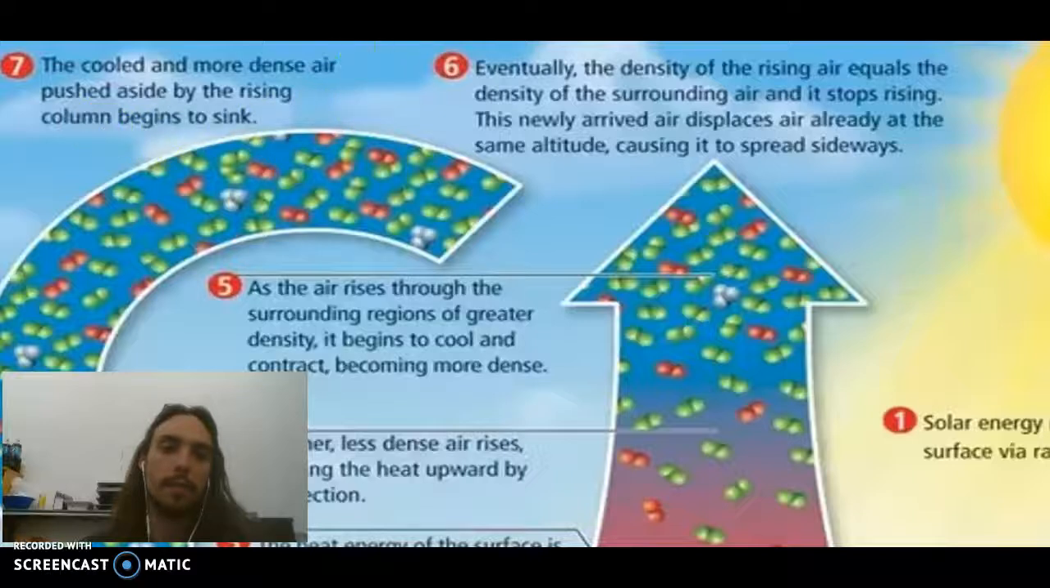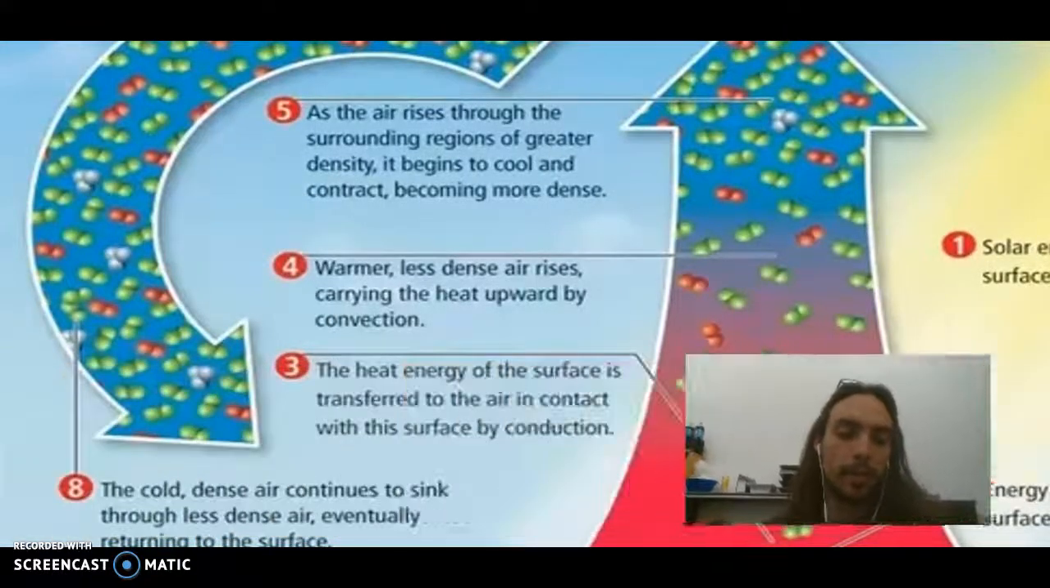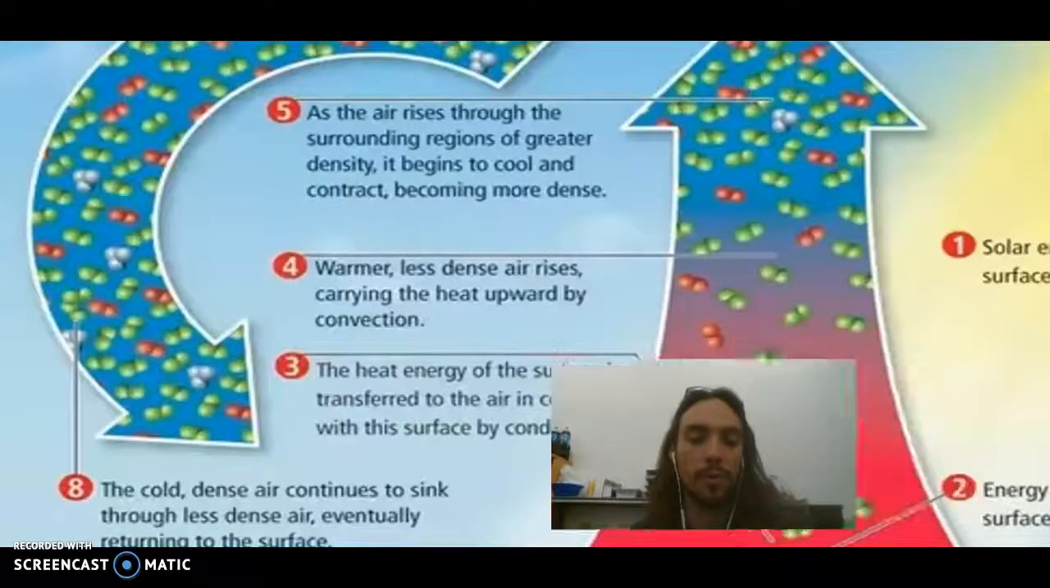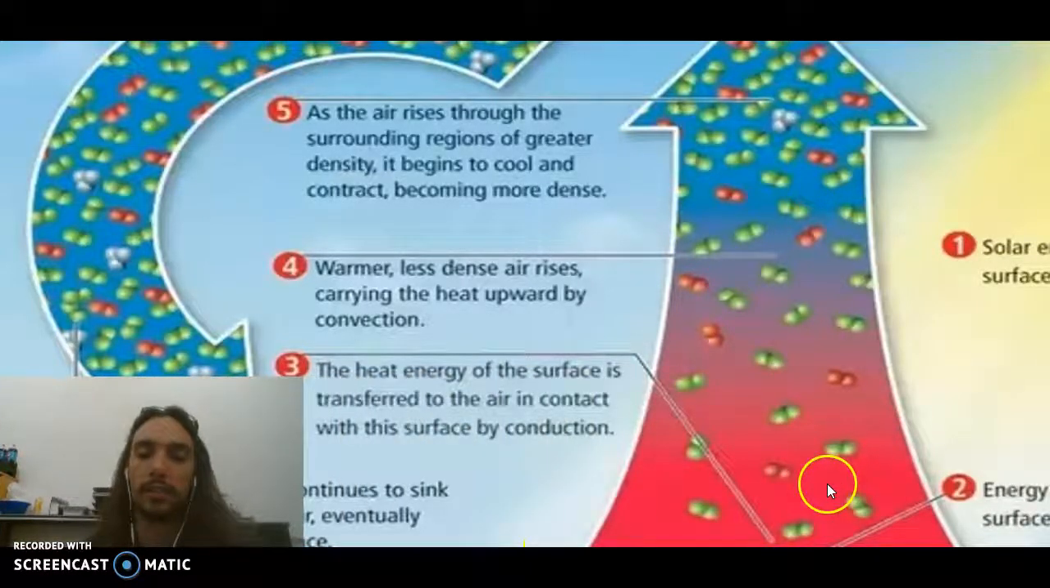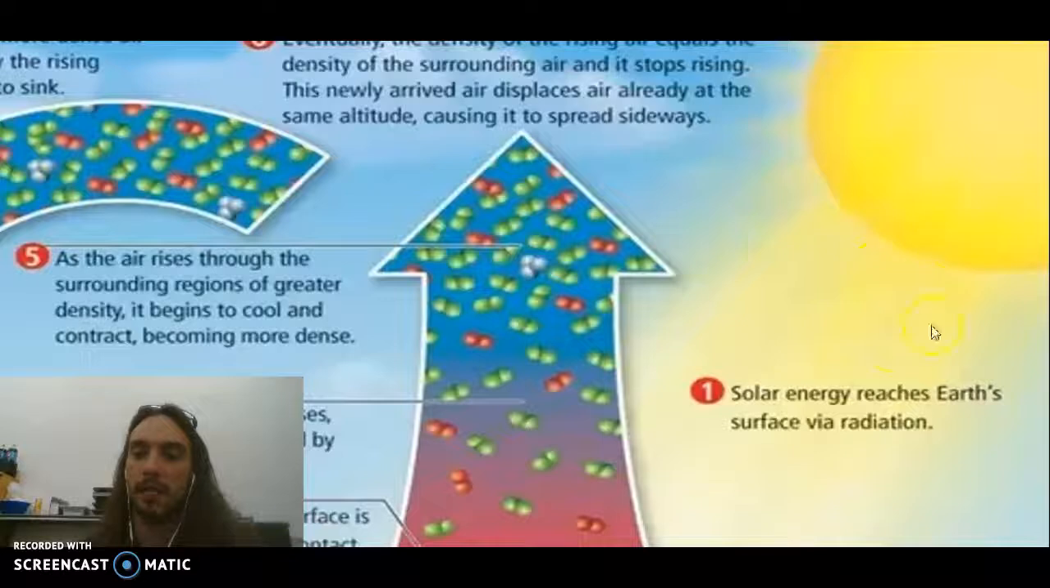And we'll get to 7. The cooled air and more dense air gets pushed aside by the column, begins to sink. And then we'll get to number 8 finally. So the cold, dense air is going to continue to sink through the less dense air, and it's going to eventually return to the surface and be conducted, and then it's going to be warmed up through conduction because it's touching the surface and create that convection current all over again. So it's just constantly doing this. And that's all powered by this bad boy right over here, the sun. Okay, so this powers everything.